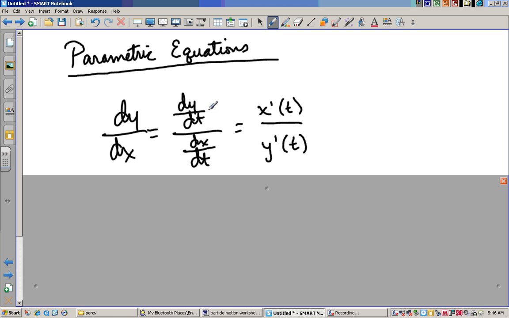Sometimes you'll see it written as dy dt and dx dt. Sometimes you'll see it written as x prime of t, y prime of t. Either way, you're going to be given one of these to be able to find dy dx. So when they ask for dy dx, when they ask for the slope, this is the equation you'll be following.